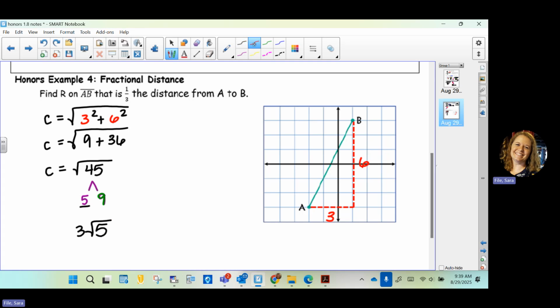Okay, so they want a third of the distance. So we will multiply by a third. Okay, what happens to those 3's now? Yeah, that just reduces. A third of the 3 is just 1. Do you have to write a 1 in front? No, because multiplying by 1 doesn't do anything, does it? No. So just drop it, and it's just root 5. That would be a third of the way.